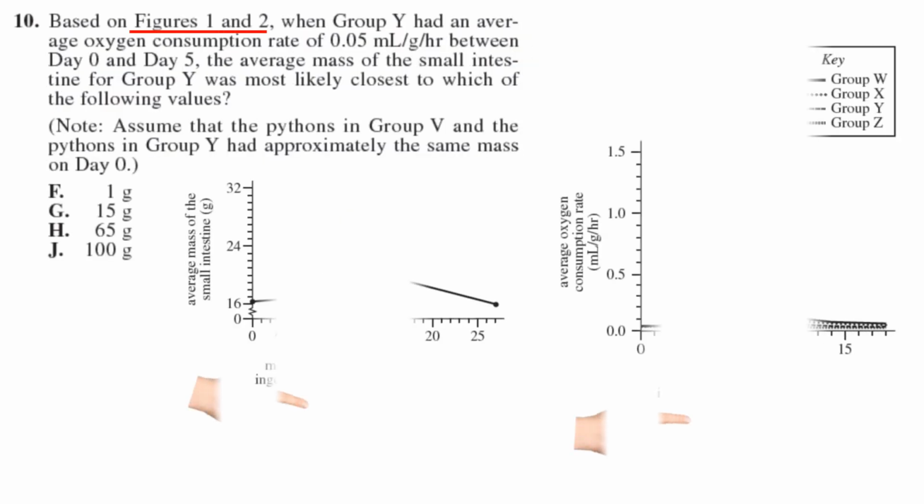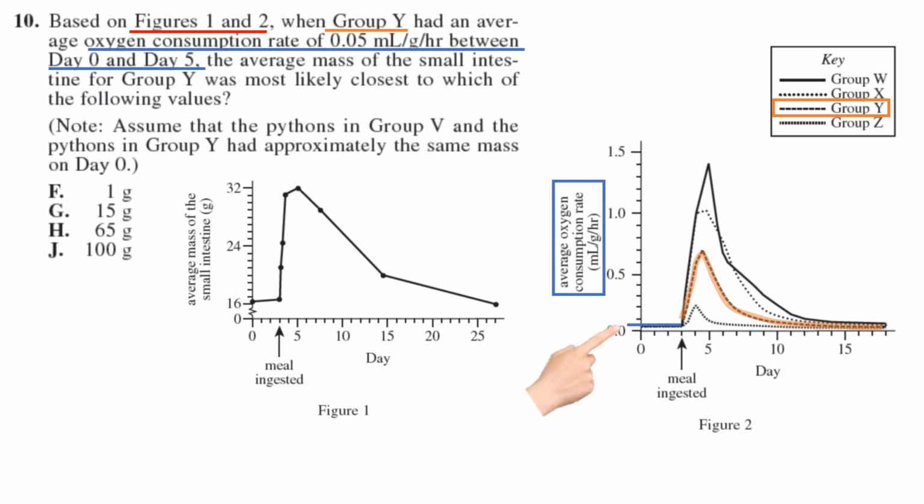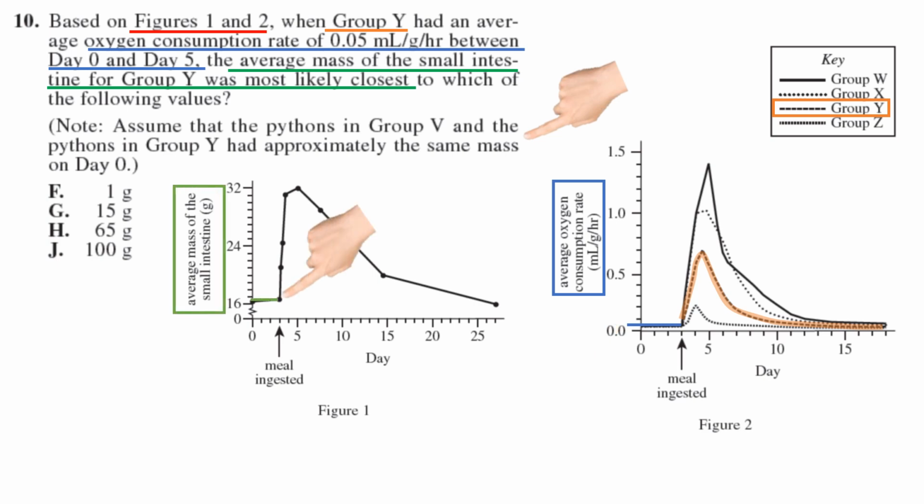Number 10, based on figures 1 and 2, when group Y, so there's group Y, had an average oxygen consumption of 0.05. So 0.05 is down towards the bottom. Don't accidentally confuse it with 0.5. The average mass of the small intestines for group Y, and it says, assume that group V and group Y have approximately the same mass on day 0. So that means on day 0, or when it is at 0.05 right here, that's going to be around 16 as well. So our answer is G.